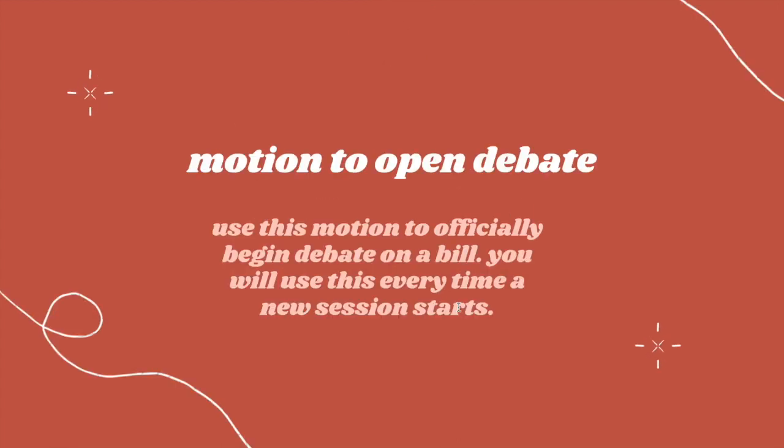Now, let's move into the first major motion that you are going to be using often, which is the motion to open debate. Now, you use this motion to officially begin debate on a bill. You will use this every time a new session starts. So let's say you have a 4-hour first committee session. Most often, you do take a break in between the committee session. So you might debate for 2 hours and then someone might motion to recess for just 5 minutes so everyone can gather themselves. Now, after this break, you won't motion to open debate again, unless the chair wants you to.